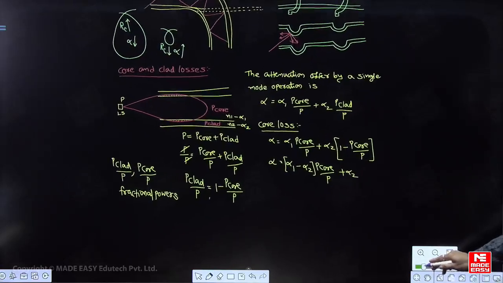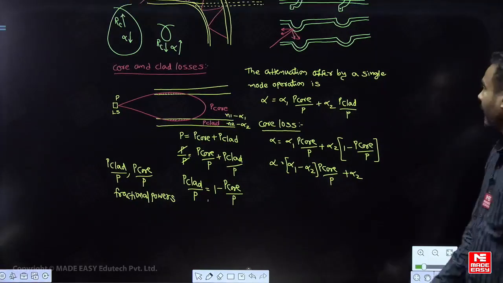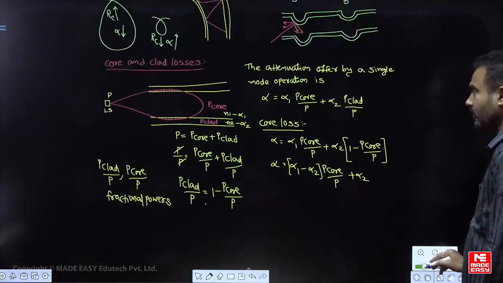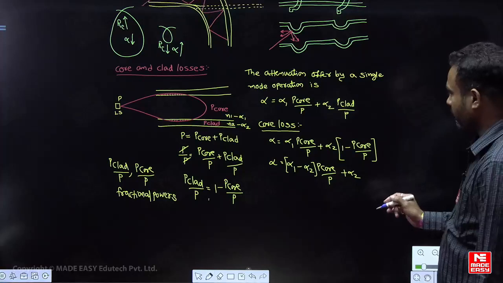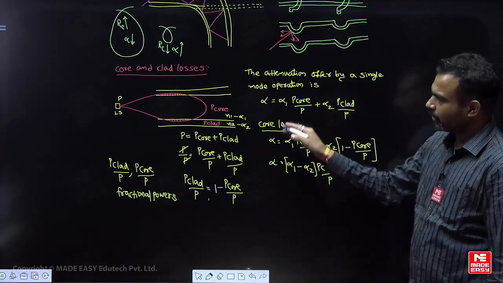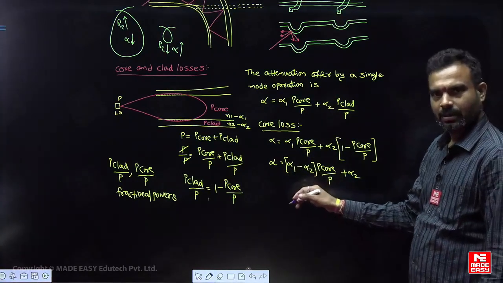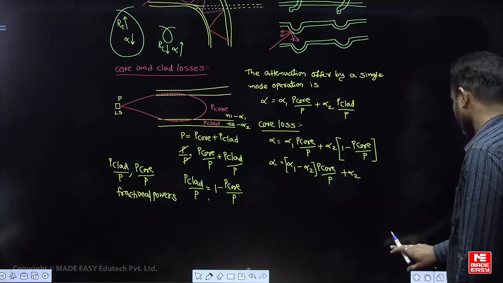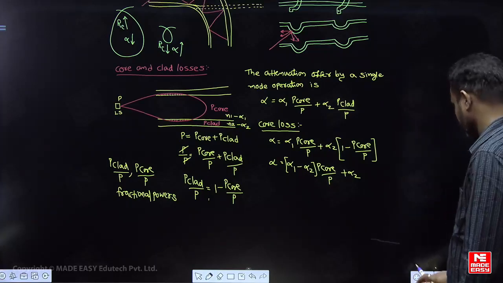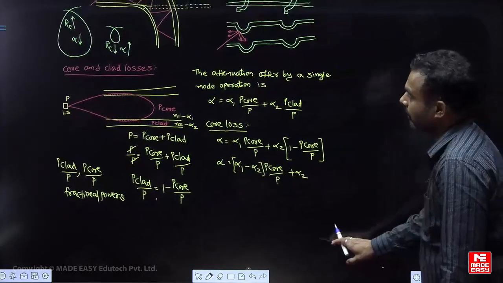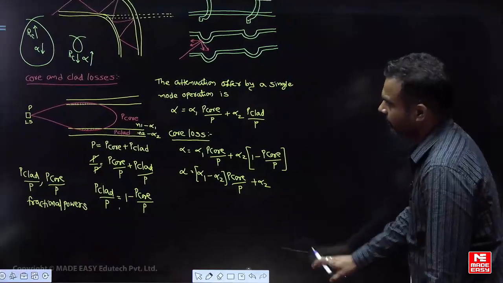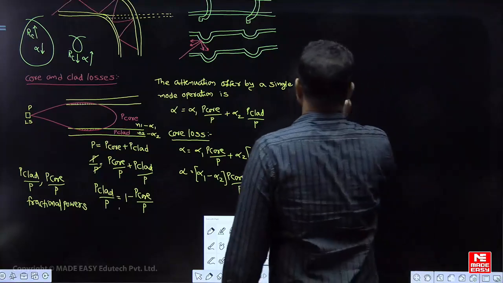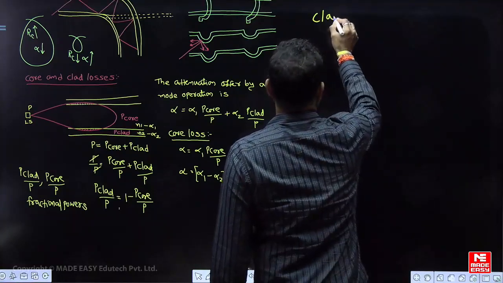And now I am going to write the loss called clad loss. Okay, so I have written clad loss. Bhaiya, is this size also visible to you clearly? Visible? Okay. So I am writing here the loss that is called clad loss.